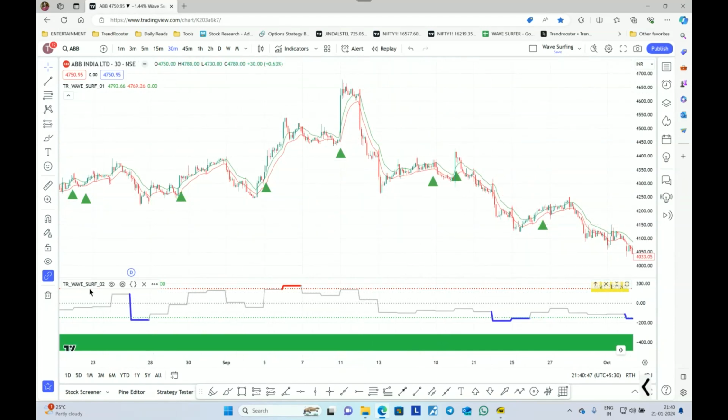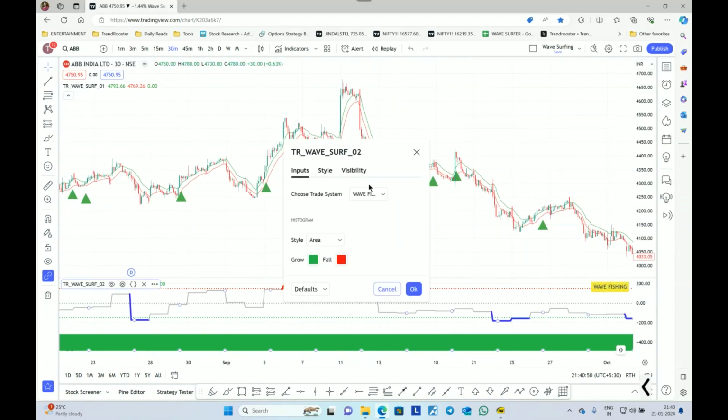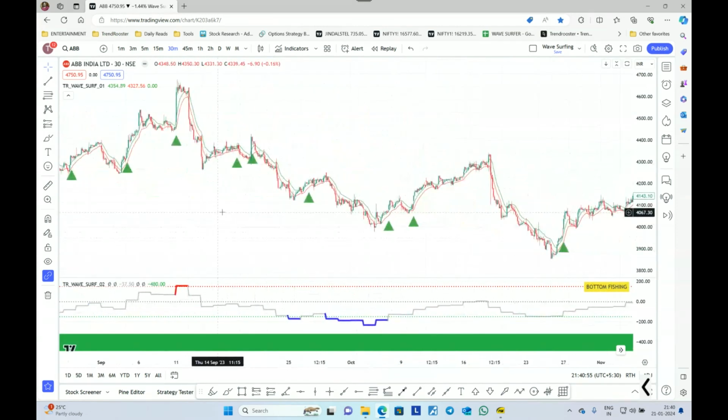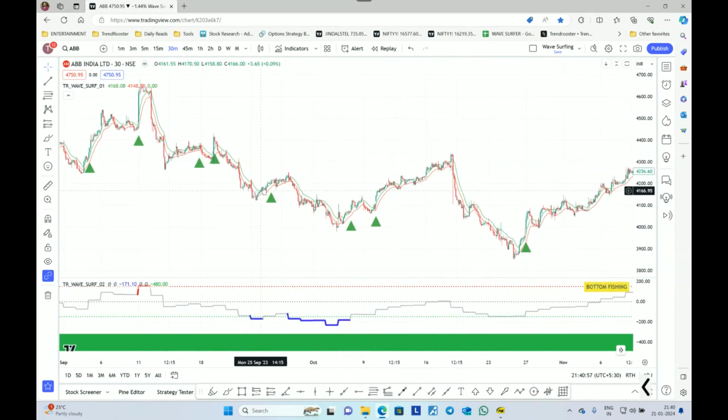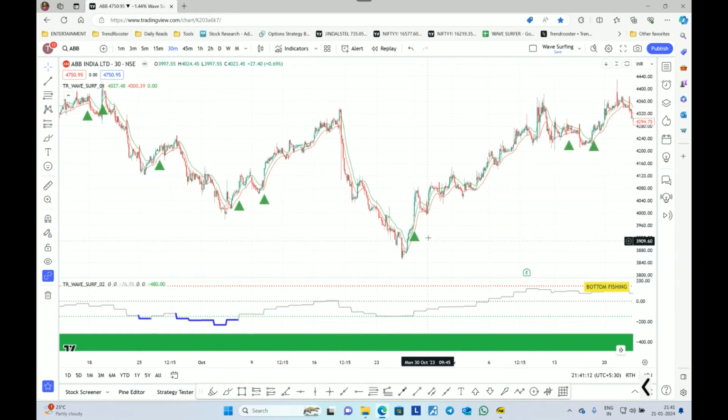Let me go back and show you the same entry on bottom fishing also. Bottom fishing, yes. This is your first entry. Bottom fishing failed. The second entry, market structure is up, and pullback evaluation is valid, and then the signal, your 1:2 is gone. And this is actually A2. I'll discuss A2 later on.